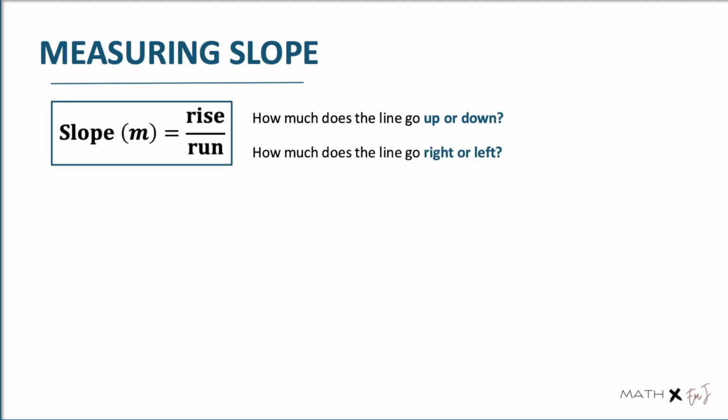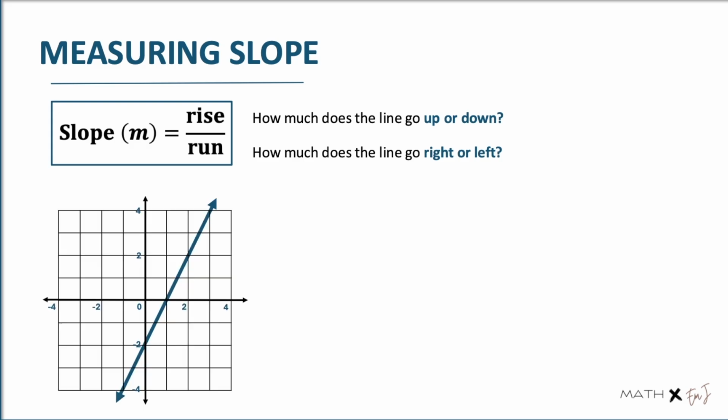What's run? It's how much the line goes right or left. So let's work through an example together. If you see at the bottom left of the screen, we have a line here. And before we even start calculating the slope, let's see if you can identify the type of slope here. Remember, we have a positive slope, a negative slope, a zero slope, or an undefined slope.